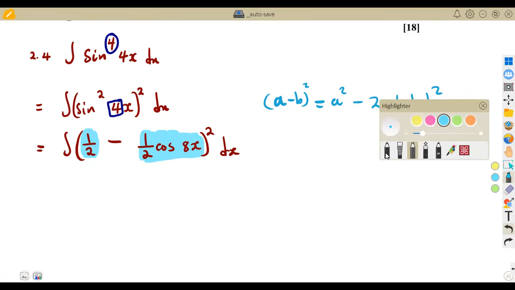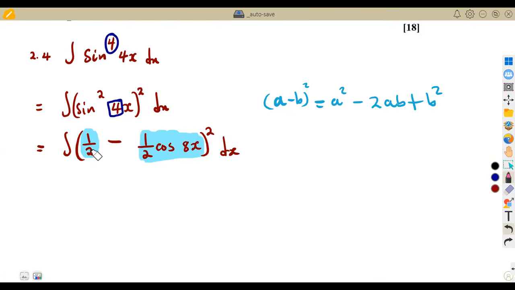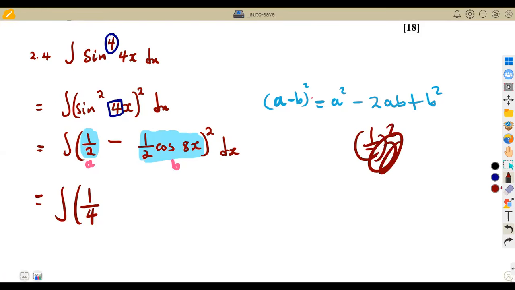So our a in that case is a half. Our b, this is a minus b, our b is this part. So it's going to be a squared, which is a half squared, 1 over 2 squared, which is 1 over 4. Just like 2 squared, 2 times 2, 1 over 2 times 1 over 2, right?